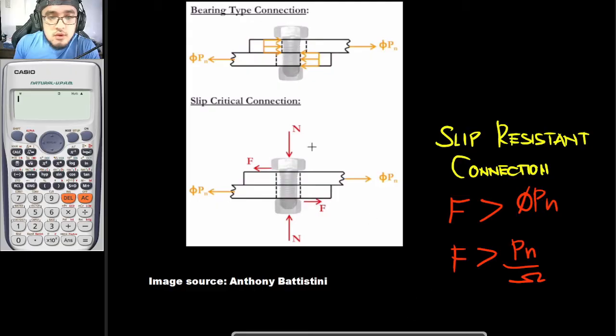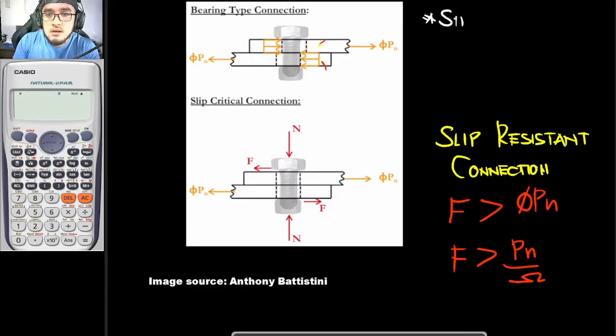Okay, so going back to bearing type connections. Even though this material right here on the top is in contact with the material at the bottom part, we are to neglect friction here. It is because the bolts here, these bolts right here, are only tightened to the point of what you call snug tight condition.